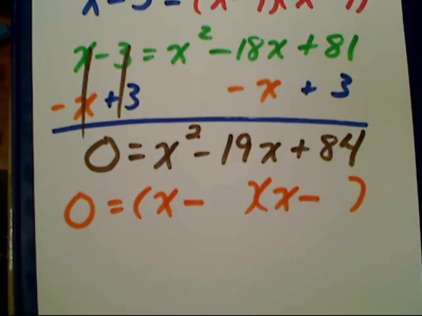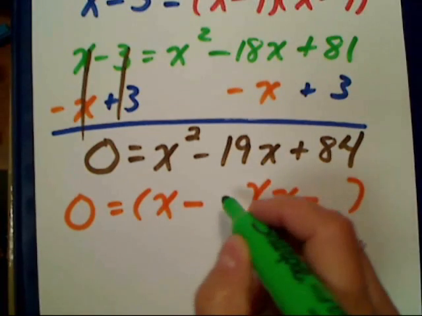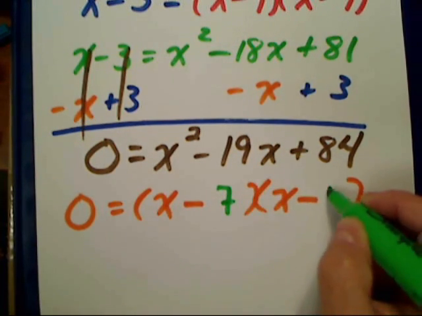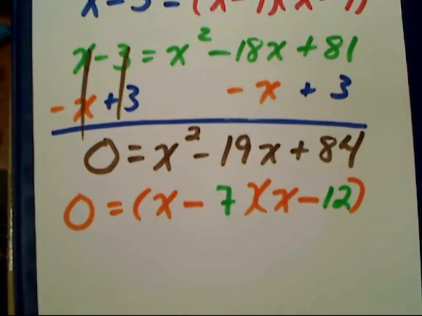Now I need to think of factors of 84 that add up to 19. Well, the first thing I think of is the fact that I have an 84-inch couch, which is 7 feet. So 7 times 12 is 84. We don't call it a couch, we call it a Davenport, I guess. So 7 and 12 multiply to give me 84. Oh look, 7 and 12 ends up adding to 19.